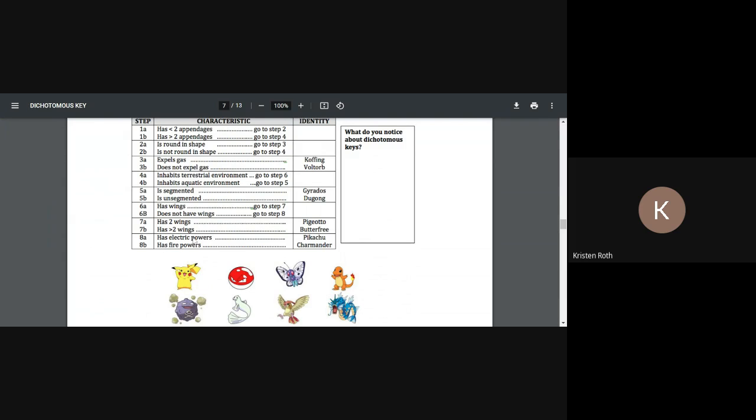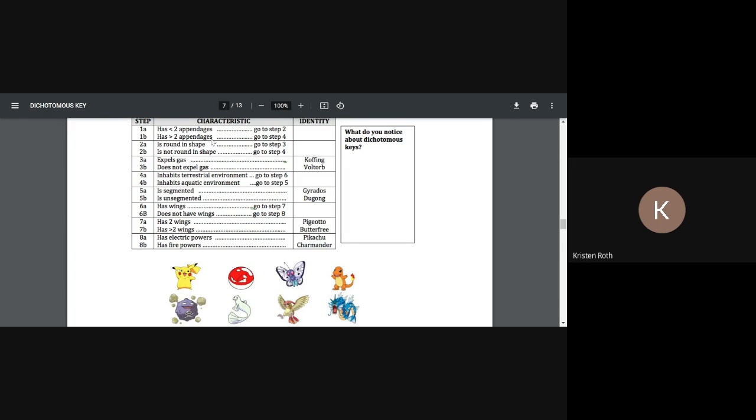Whoop. Has electric powers, has fire powers. I have no idea what powers he has because it doesn't show me. But what I can figure out, because I'm super smart, just kidding, is this guy would have answered all the same answers to this one. He has more than 2 appendages, does not have wings, terrestrial, and so on. But this guy has flame on his tail, which tells me he probably has the firepower, which would mean he would be Charmander, and this guy would have electric powers, which means he would be Pikachu.